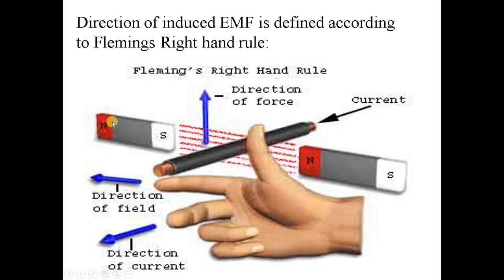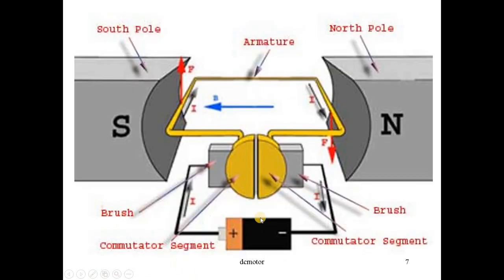Fleming's right hand rule states that when three fingers of the right hand are stretched perpendicular to each other, then the thumb indicates the direction of force, the index finger indicates the direction of magnetic field, and the middle finger indicates the direction of current.